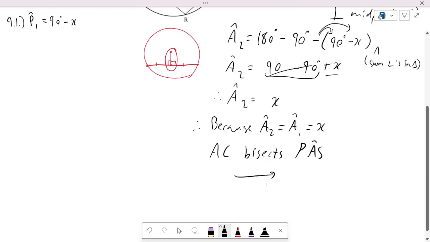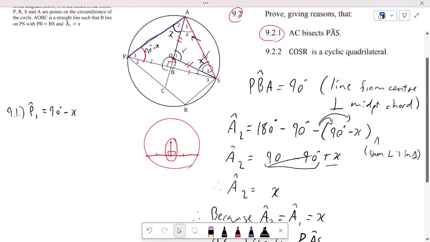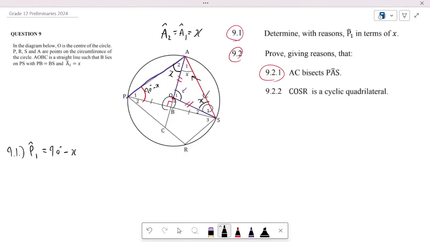And that is our answer for 9.2.1. So 9.2.2 says the following. We need to prove that COSR is a cyclic quad. Okay, so they're talking about COSR over here, right? It only has 2 points on the circumference and only has 1 point on the circle center and just a random point C. So it's not a circle center exactly, because once again it's not all four sides that are on the circumference.